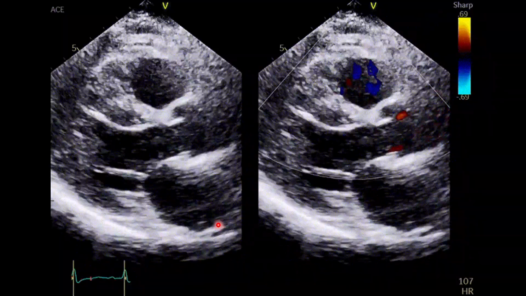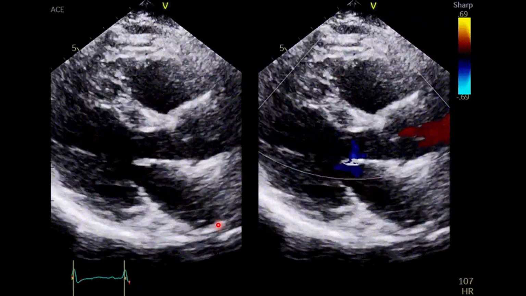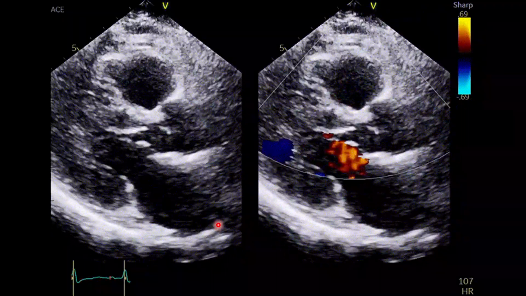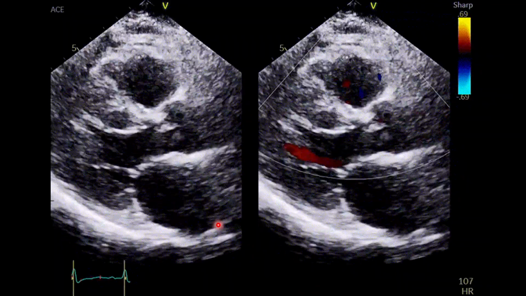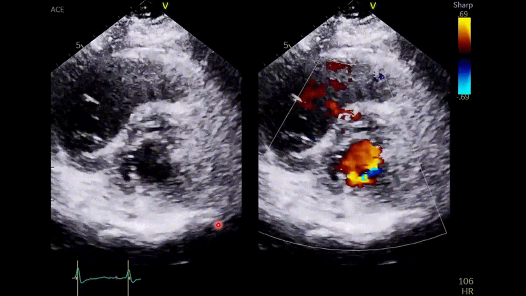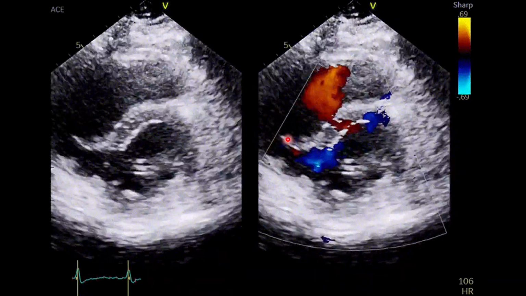So obviously a patient with heart failure and acute myocardial infarction, we wanted to look for mechanical complications. So there was no MR, so we're trying to find a VSD. Mild MR. So in a short axis view, we had suspicion of a flow across the interventricular septum.